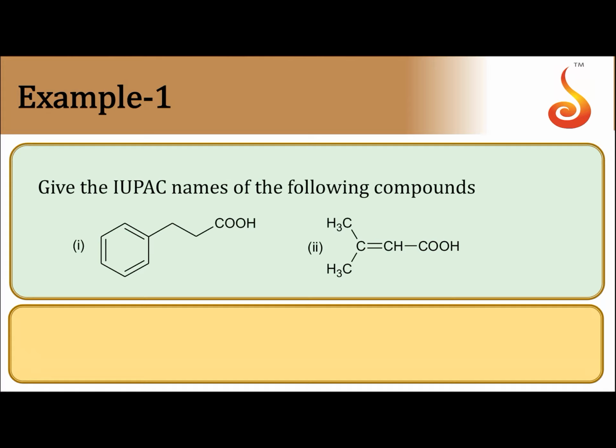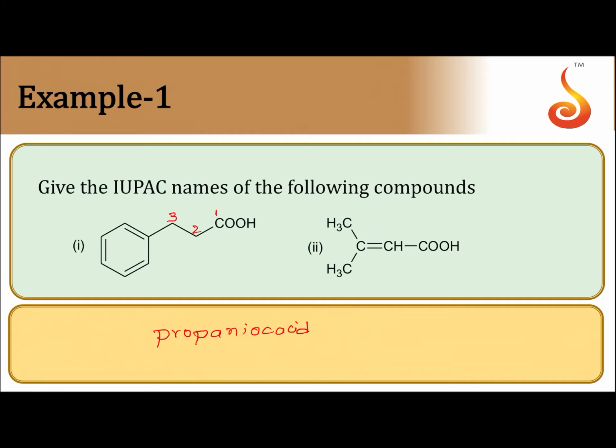Give the IUPAC names of the following compounds. Let us take compound 1. Always, numbering we should start from the carboxylic carbon. 1, 2, 3. So the root word in the first compound is prop. Propanoic acid: saturated compound propane, last letter E replaced by oic acid. So it is propanoic acid.